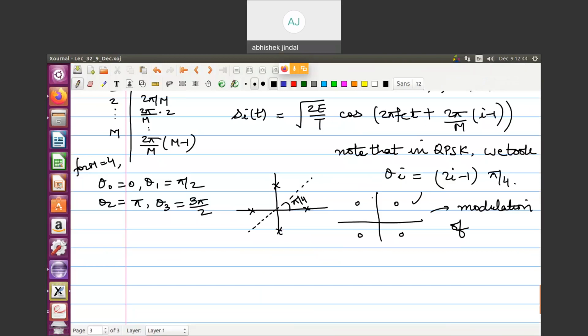Yes, so the video, I think the meeting got terminated. Don't know because of what reason. So I think we were discussing this. So we were seeing the two forms of QPSK.